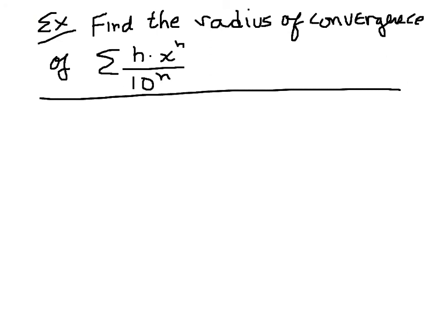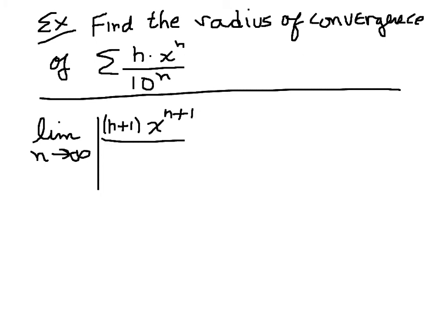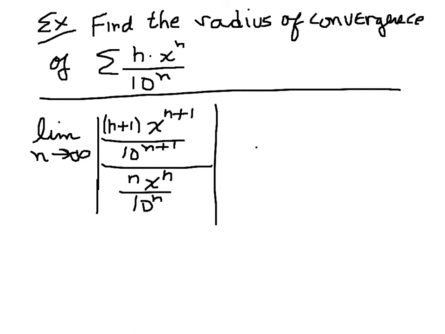Okay, so here's an example that we'll look at. Consider this series, a pretty weird looking series, and what we want to find is the radius of convergence. So we begin by asking, what's the limit as n approaches infinity of the n plus first term, n plus 1 times x to the n plus 1 over 10 to the n plus 1, all over the nth term, which is n times x to the n over 10 to the n? And we want that to be less than 1.